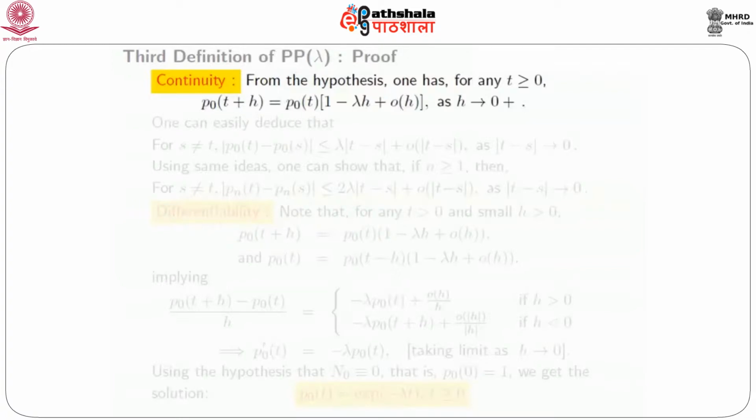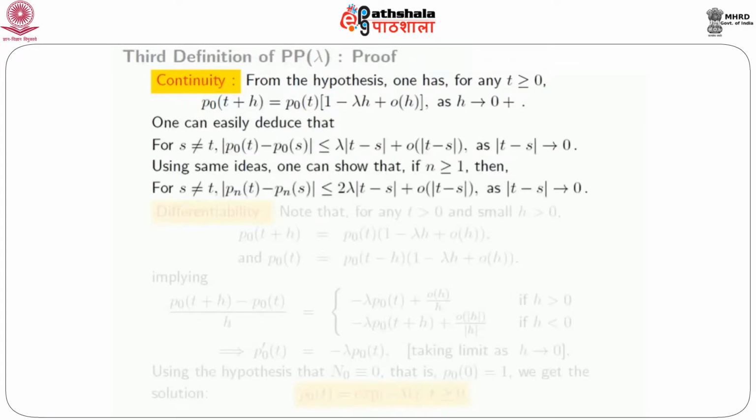From the hypothesis, for any t greater than or equal to 0, consider P0(t plus h) minus P0(t). Remember, P0(t plus h) is the probability that N(t plus h) is 0. What we are saying is that it is equal to the probability that Nt is 0, multiplied by 1 minus lambda h plus little o of h, as h goes to 0 plus. So why is that so?